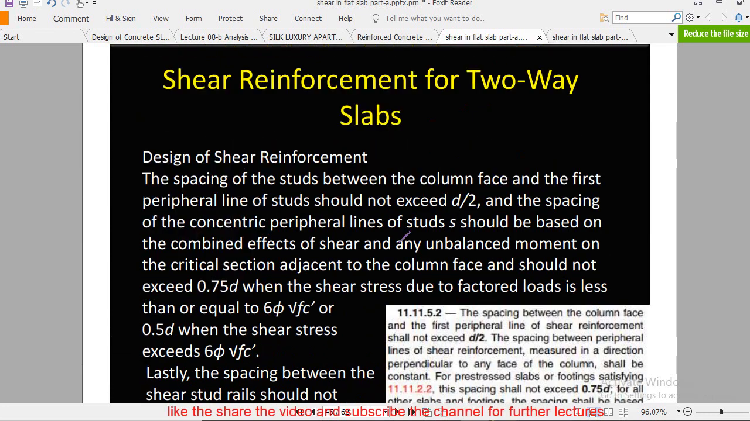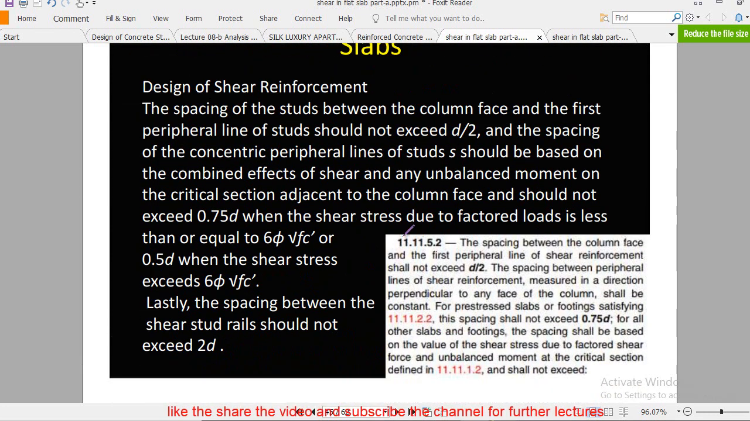Okay, now next is the spacing recommendation for stud reinforcement. Remember, if you calculate your Vn and it comes out to be greater than this value, 6 root Fc prime, the ACI code suggests that your maximum spacing should not be more than 0.75 times d. If your Vn value is more than this value, then the maximum spacing will be d by 2.